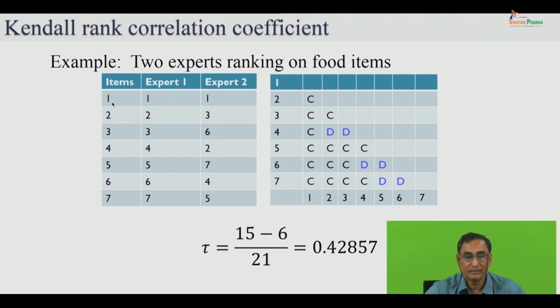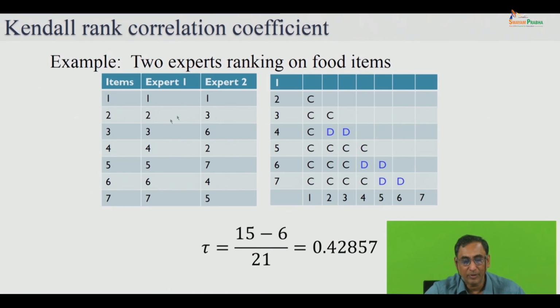For the first, expert number 1 gives it a rank of 1 and expert 2 also ranks it 1. For the second one, expert 1 ranks it 2, while expert 2 gives it a value of 3, and so on for the 7 different types of thing. Now you compare data point 1 and data point 2. In this case, expert 1's opinion is that 2 is better than 1. Expert 2 also says 2 is better than 1. So it's a concordant pair. So 1 and 2 are concordant. That is what is indicated here.